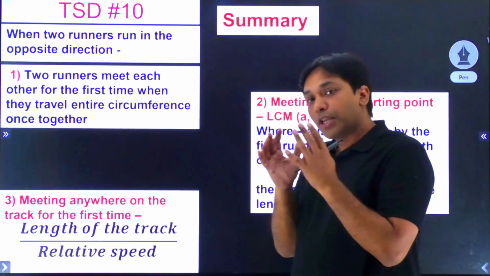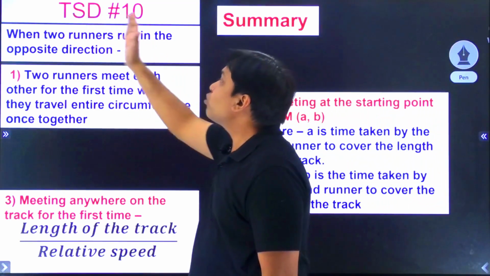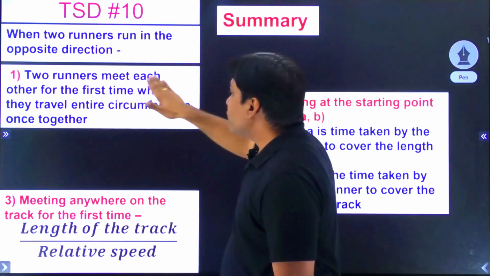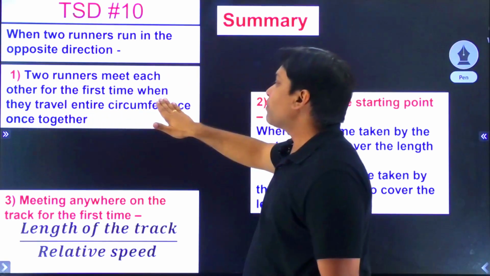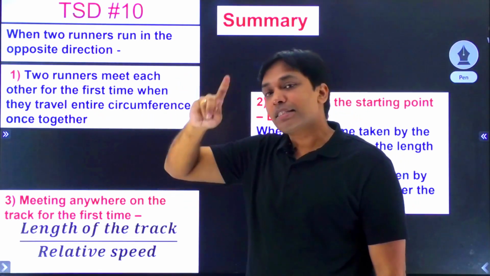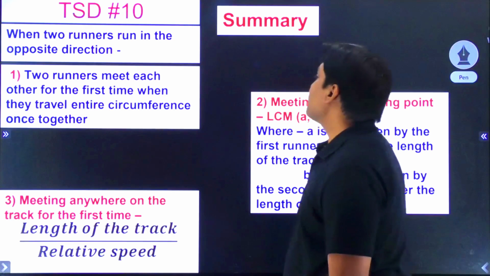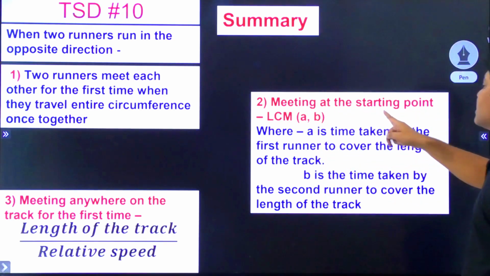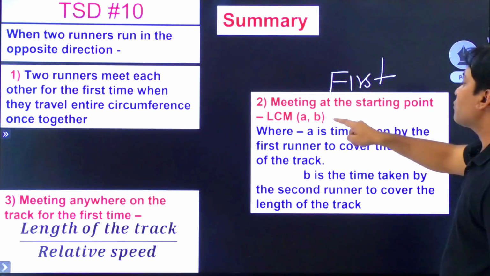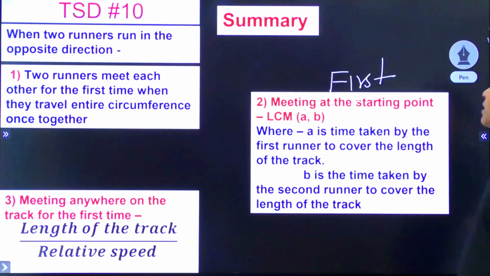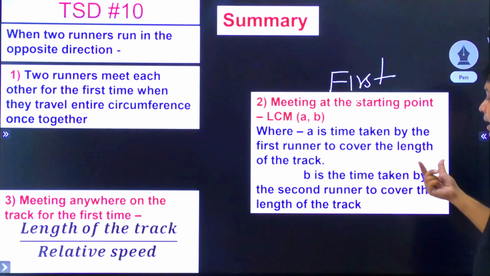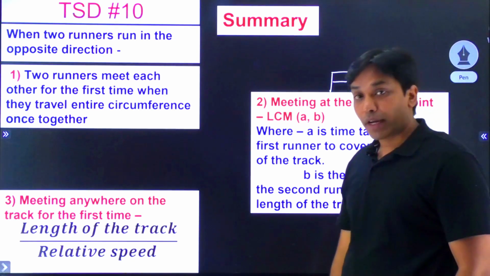So what is the theory? What is the theory? When these two runners are running in the opposite direction, and you will have to find out when runners will have to meet each other for the first time when they travel. So एक तो ये अंडरस्टैंडिंग कि भाई एंटायर सर्कमफ्रेंस एक साथ में उनको ट्रेवल करना पड़ेगा, and when they will have to be meeting at the starting point for the first time, always for the first time, then you will have to take LCM of A and B, A being time taken by the first runner to cover the track, whereas B is time taken by the second runner to cover the track.